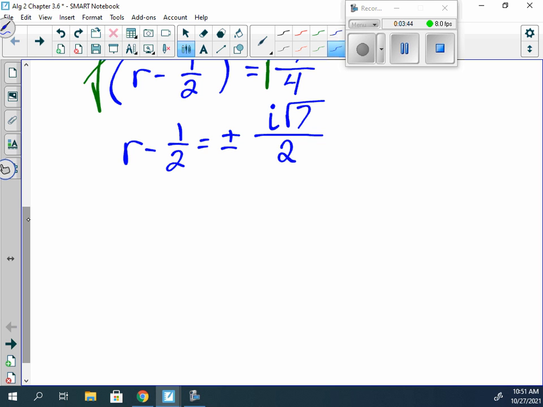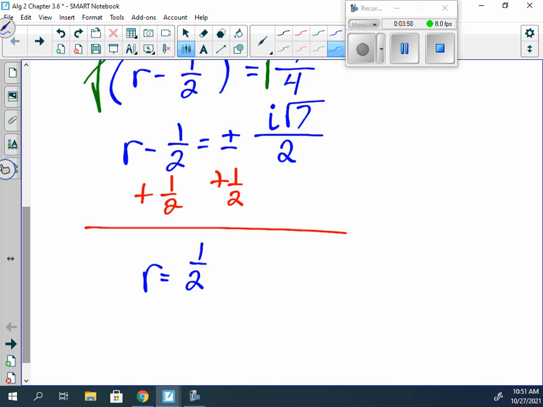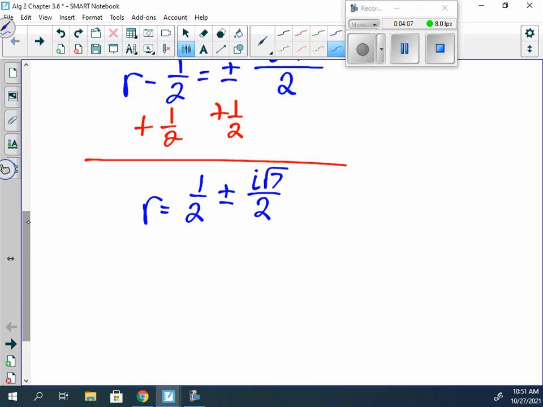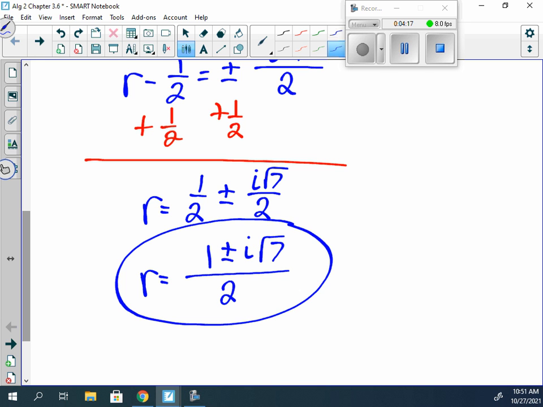Any questions on how we got to this point? Now the next thing would be to add the 1/2 to both sides, which tells me that I have r is equal to 1/2 plus or minus i square root of 7 over 2. Or we could rewrite this, since the denominators are the same, as 1 plus or minus i square root of 7, all over 2.